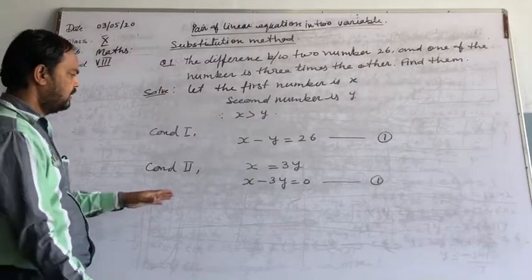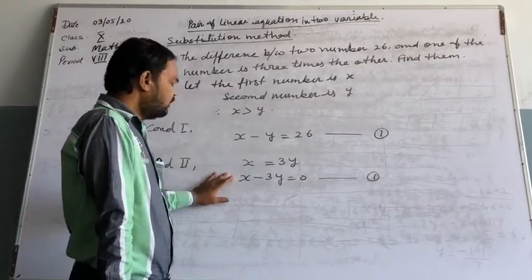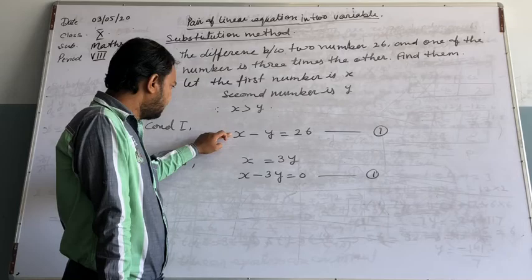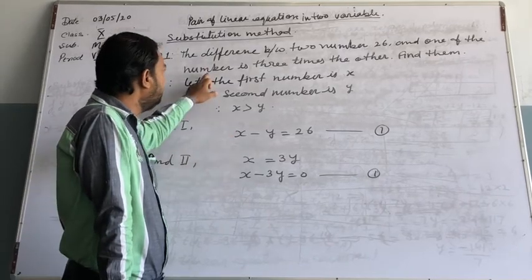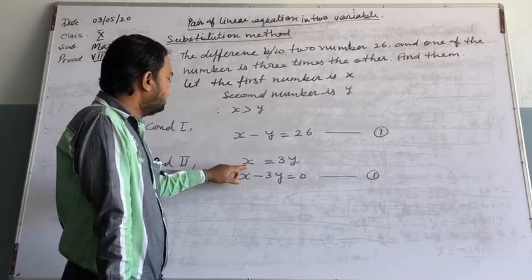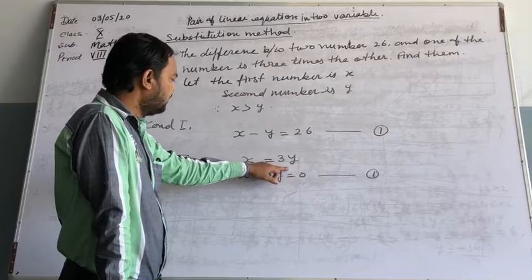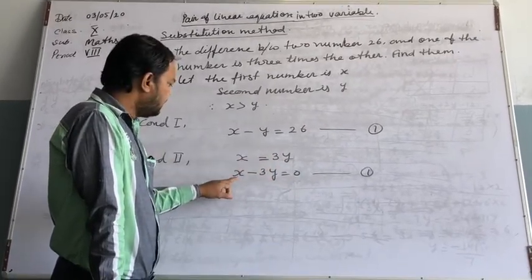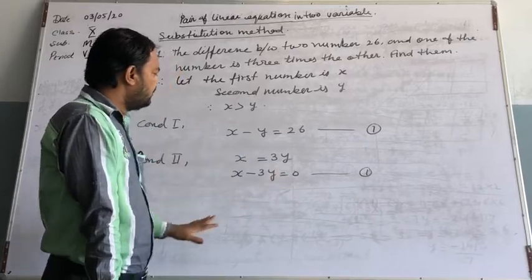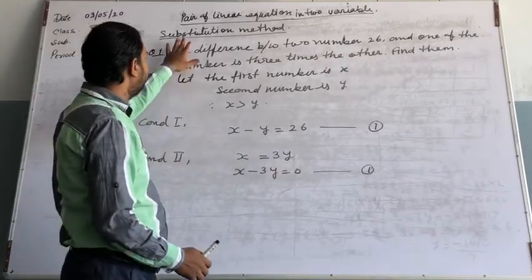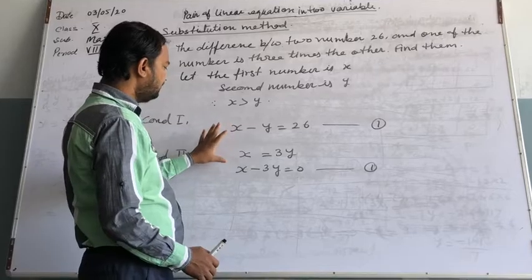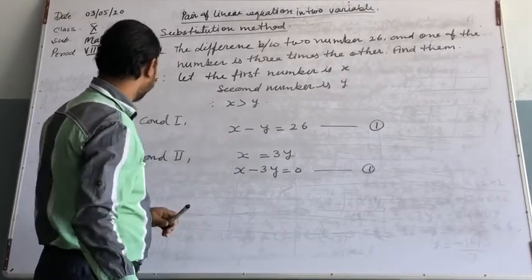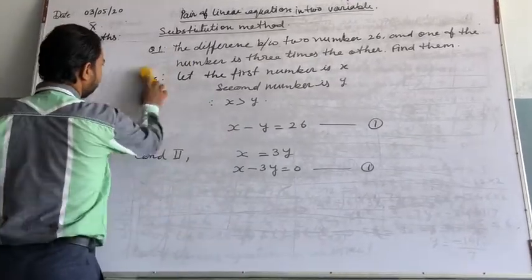When you transfer it, these are the two equations of the pair of linear equations, equation 1 and equation 2, according to the picture. The greater one is 3 times the smaller one. So in this case, we should use the substitution method to solve these two equations. Now, we'll try to solve here.